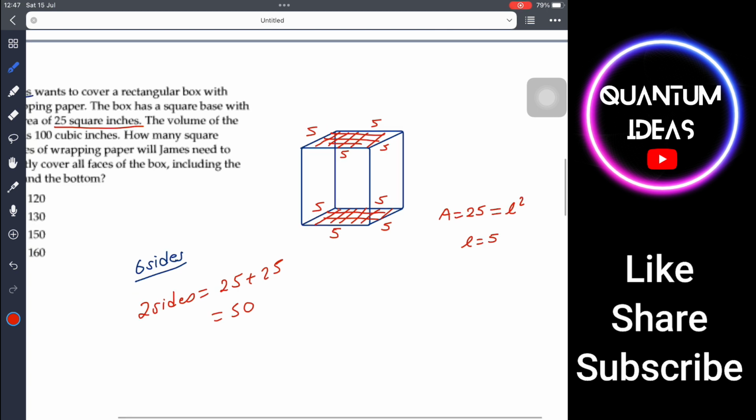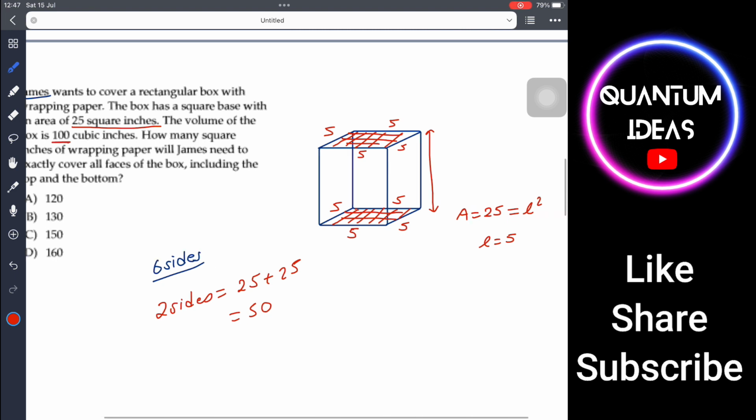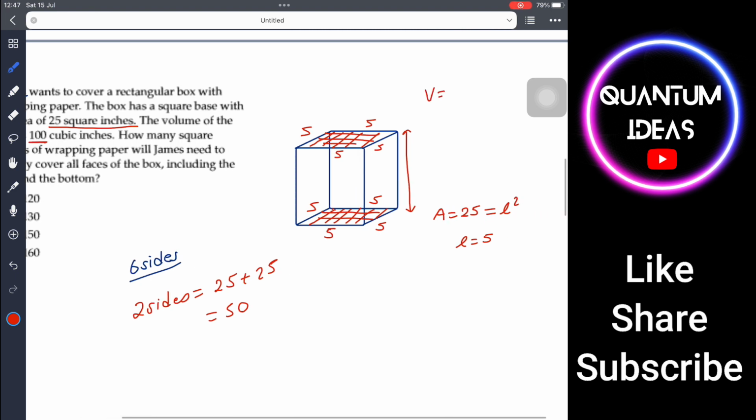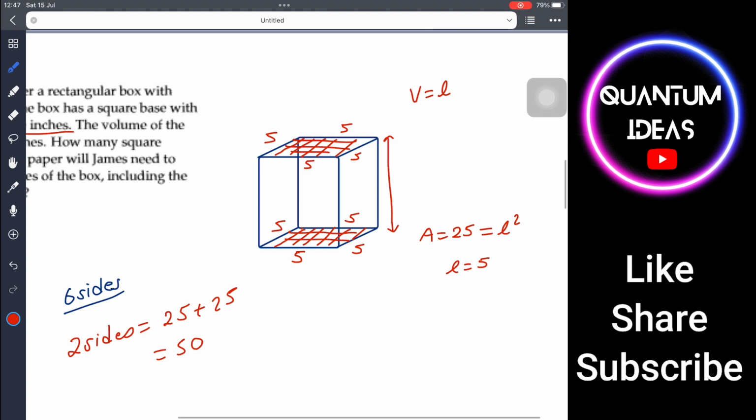In order to find them, we have to know the height of this rectangular box. We are given the volume. So we know the volume of the rectangular box is equal to length times width times height. The volume is 100, length is 5, width is 5, we have to find the height. So height is equal to 100 over 5 times 5, which is 4. So this height is 4.